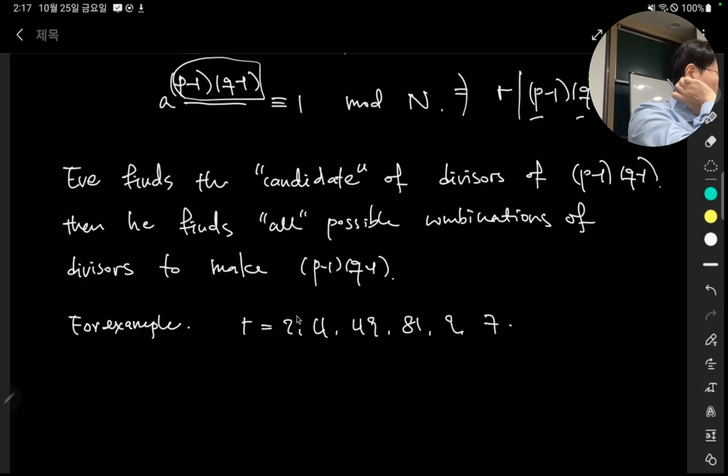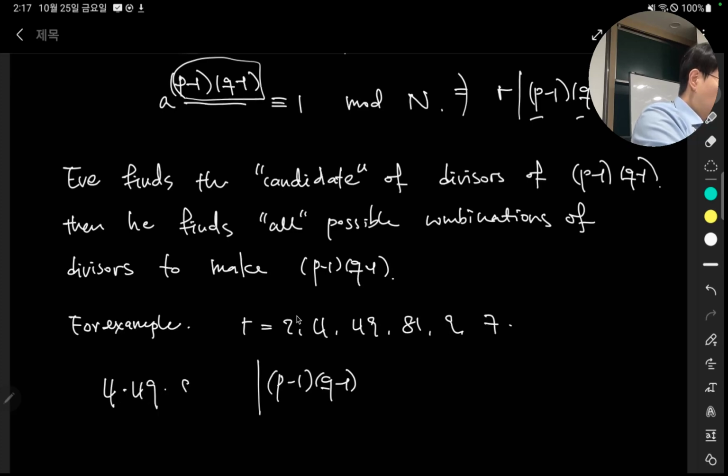So it means that the p minus 1, q minus 1 that Eve tries to find is divisible by 4, 49, and 81. And not only that, but since he couldn't find a bigger multiple of these numbers, for example, he couldn't find 8, that means this p minus 1, q minus 1 couldn't contain 2 to the power of 3. There are only 2 multiples of 2 divisors in this p minus 1, q minus 1. So Eve could guess that this number, p minus 1, q minus 1, is this.